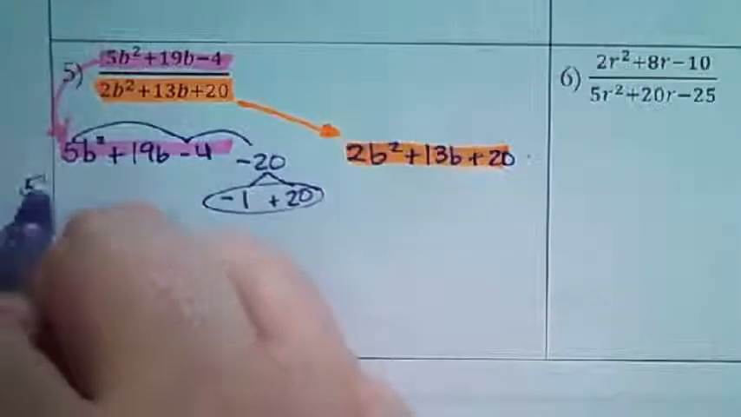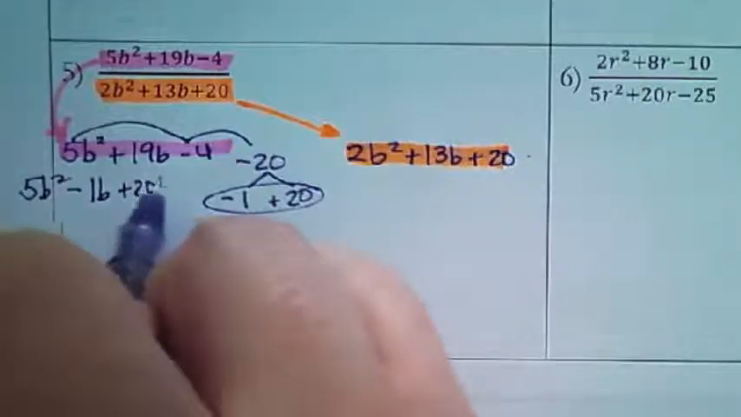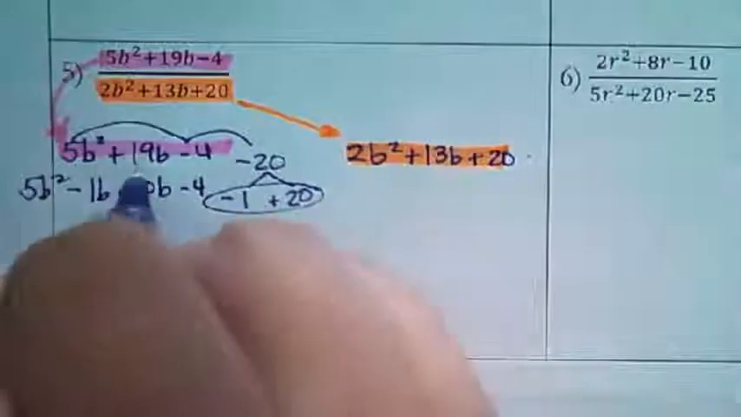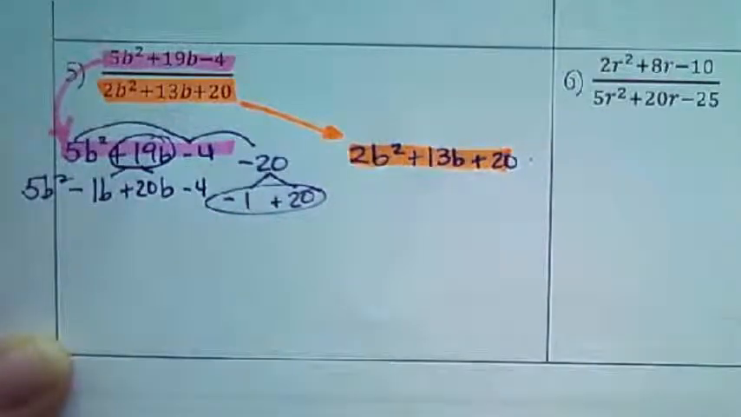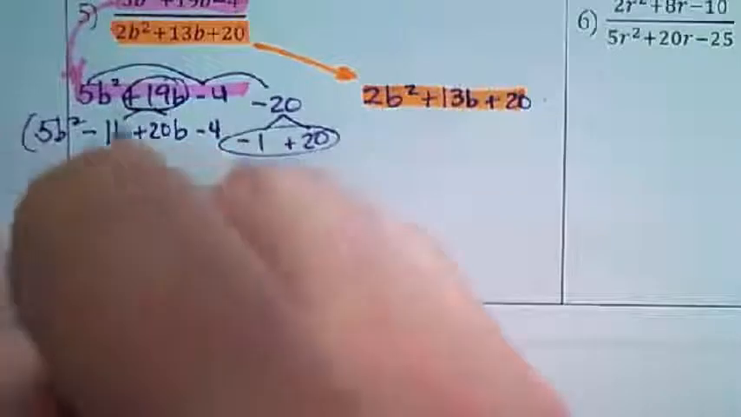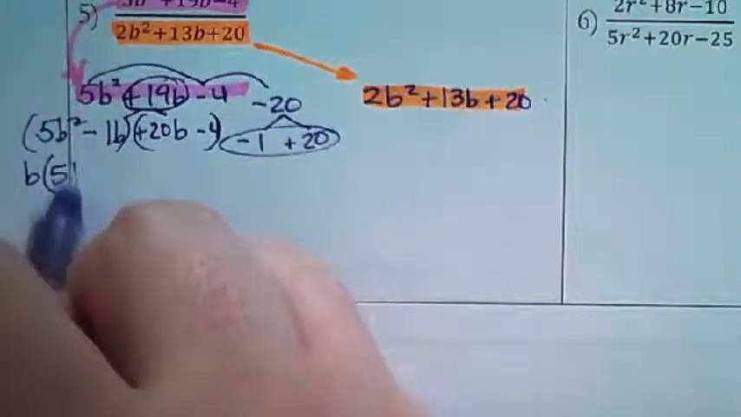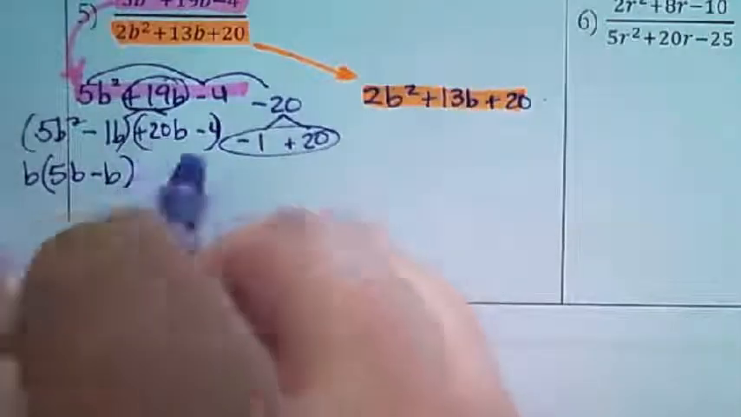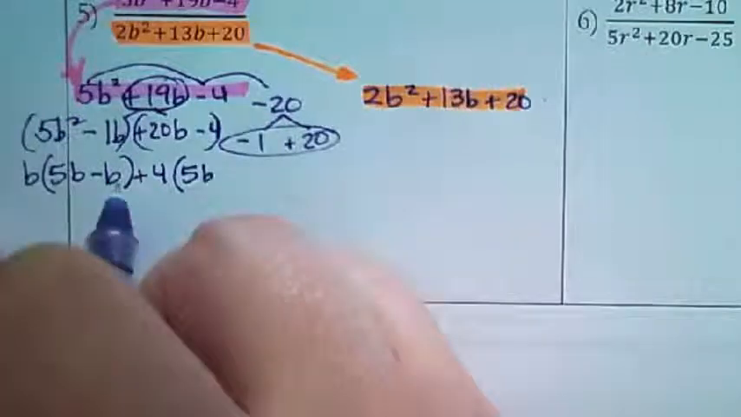So let's split that middle term. Minus 1b plus 20b, and the minus 4 stays there. So all I did was take this middle term and make it 2 separate things. Okay? Now we're going to factor by grouping. Group, factor out of 4 here. Oops, this should be 1.